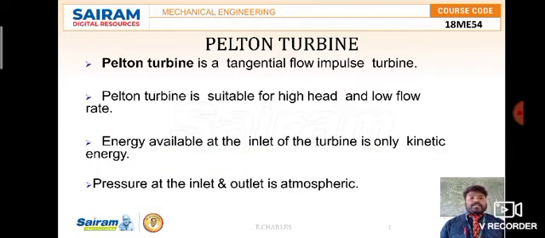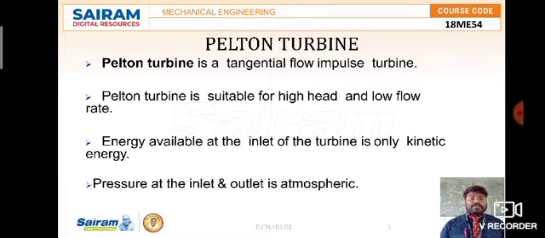Coming to this Pelton turbine, it is a tangential flow turbine. This is very important as far as these turbines are concerned: what kind of flow it is, whether it is a tangential flow, a radial flow or a mixed flow. This Pelton turbine is a tangential flow impulse turbine. I told you how the impulse name is given to it, and the direction in which water comes and hits the turbine blade is tangential. That is why the Pelton turbine is the tangential flow impulse turbine.